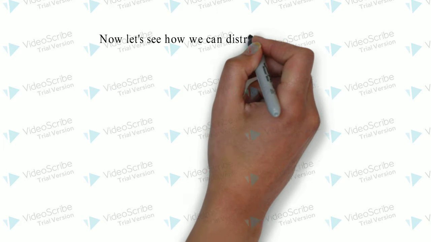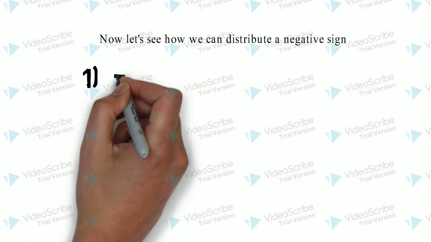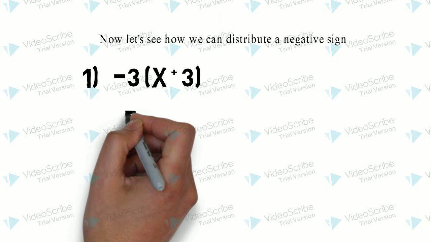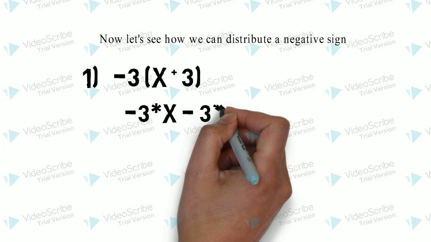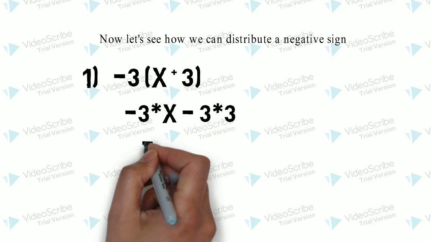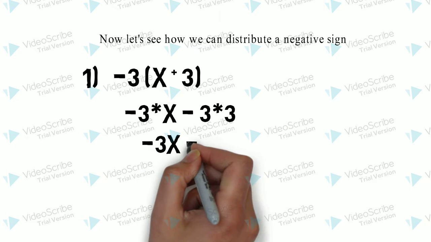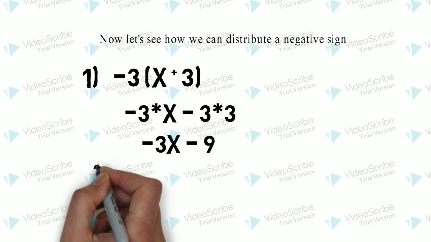Now let's see how we can distribute a negative sign. If we have a negative sign on the outside, so negative 3 times the quantity of x plus 3, you distribute minus 3 to x and minus 3 to 3. So you get minus 3 times x minus 3 times 3. Simplify that, and you get minus 3x minus 9.